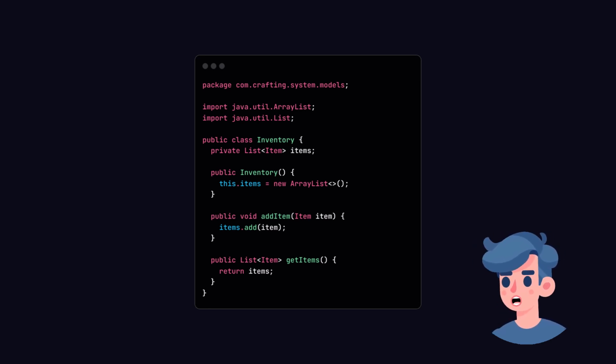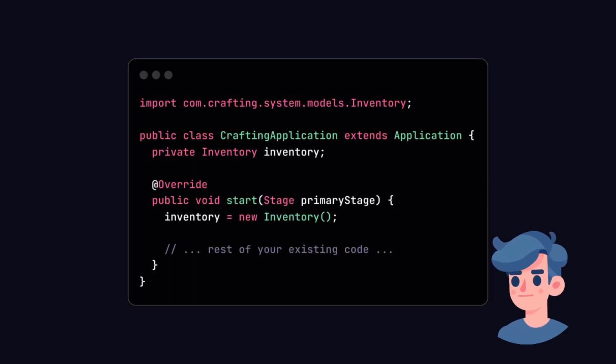Next, we need a way to store our items. Let's create a class named Inventory. The inventory class allows us to dynamically store items that players collect. We can add items to the inventory and retrieve the list of items when needed. Now let's initialize our inventory in the CraftingApplication class.